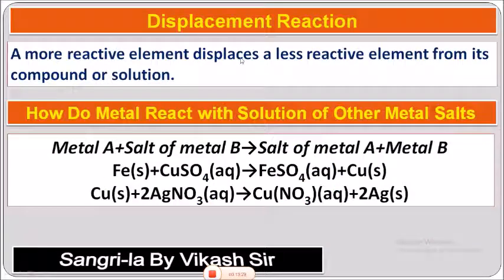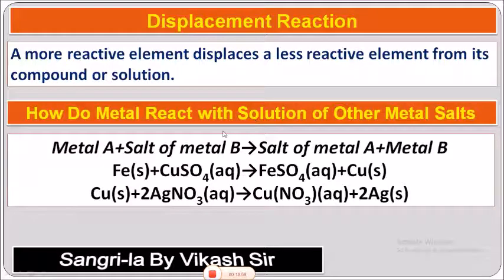And next we can talk about displacement reaction, because we have already studied the reactivity series. Okay, if you remember the reactivity series, you can judge all the displacement reactions. Displacement reaction means a more reactive element displaces a less reactive element from its compound or solution. Now the question arises, how does metal react with a solution of another metal salt?